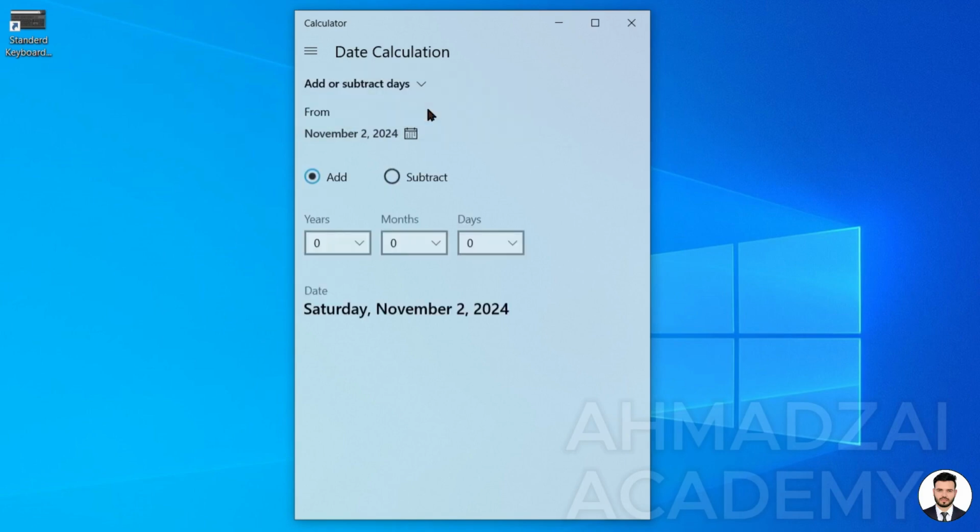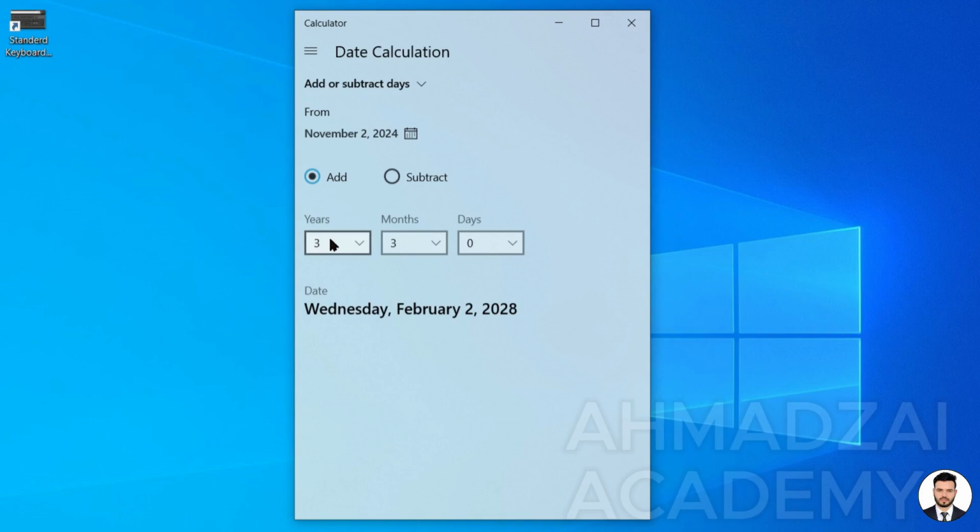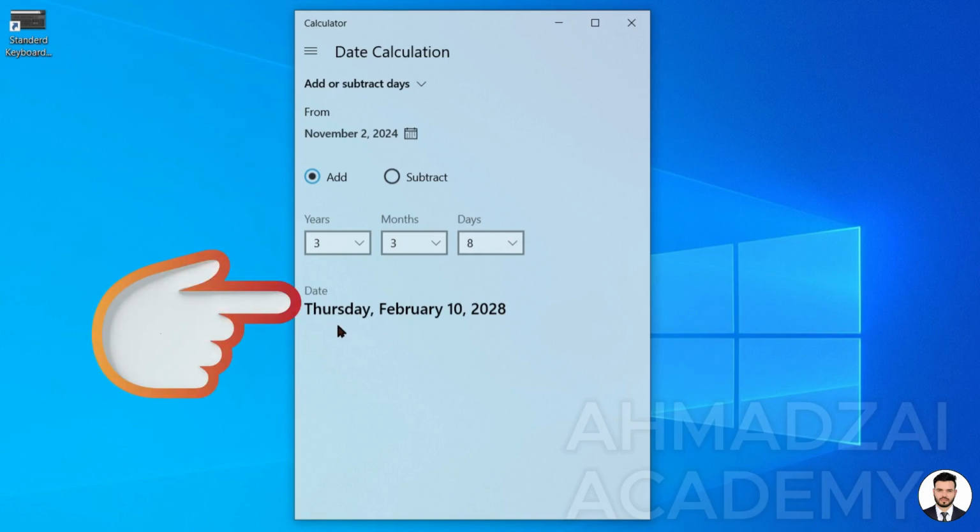On the other hand, if we want to add something to a date, like if we add to today's date, what date will it give us? For example, if we add 3 years, 3 months, and 8 days to today's date, what date will that be? It will come up automatically for you. It will tell you that this date will be Tuesday, February 10th, 2028.